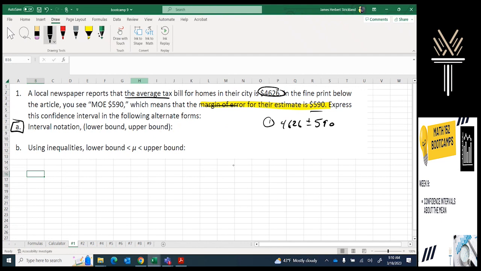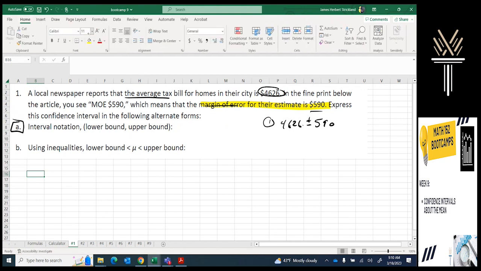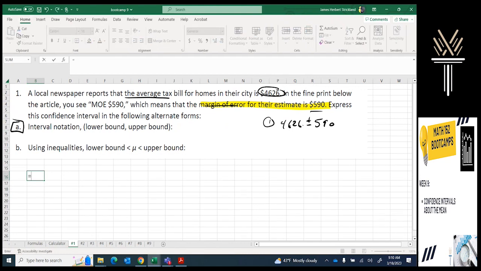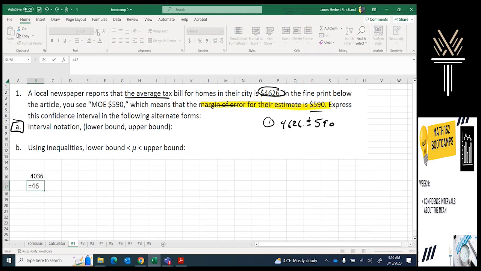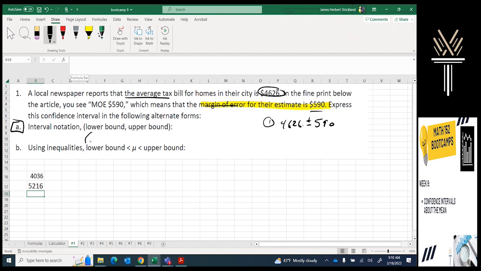But to get the lower bound and upper bound, that just means you have to carry out the subtraction and carry out the addition. We're going to do two different problems. So what we're going to do is 4626 minus 590. And then we'll go back and do it again and do 4626 plus 590. And so writing in interval notation is simply as 4036, comma 5216. It's quite literally just adding and subtracting the margin of error.